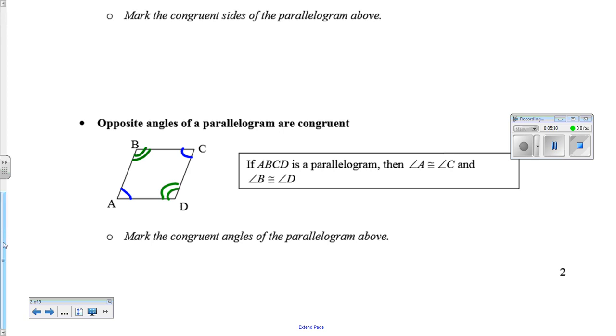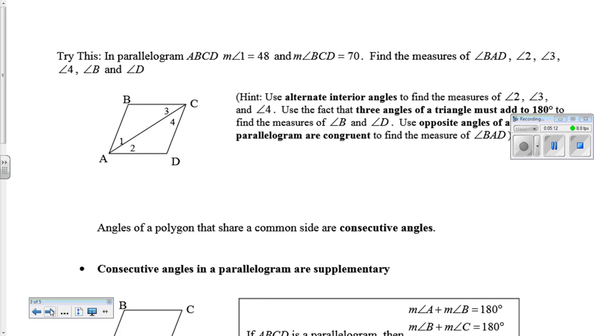All right, let's flip to the next page. Okay, we have two more properties to look at. Actually, before we do that, go ahead and try this.